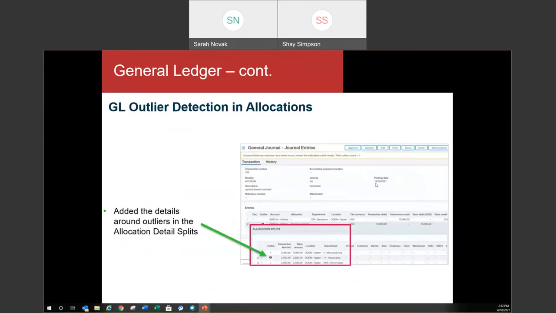All right, a little bit more functionality now in the GL outlier detection. I don't know if anyone is using that, but you do have to have journal entry approval set up in order to use the outlier detection. We now have added functionality in terms of our allocation. If we have allocation set up within our journal entries, it's now going to look at that allocation split. And again, if there's anything that's raising a red flag, it's going to put that little exclamation point for us to click on. So again, it's looking at a dollar amount that looks wonky, or a location or department that looks wonky, and it is going to flag that within our allocation splits now.